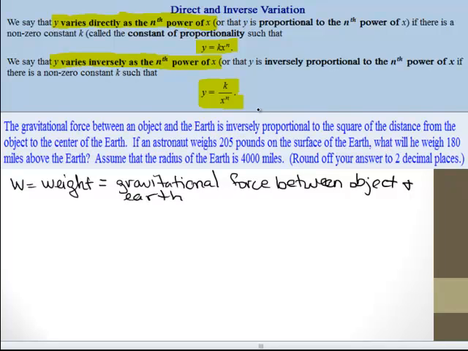Okay, so now we know what W is. And it says it's inversely proportional to the square of the distance from the object to the center of the earth. Okay, they tell us that the radius of the earth is 4,000 miles. Remember, radius goes from the center out. So pretty much if you're standing here, then you are 4,000 miles from the center of the earth. Okay, so the next thing that we need to do is determine the distance. Distance pretty much to the center of the earth.